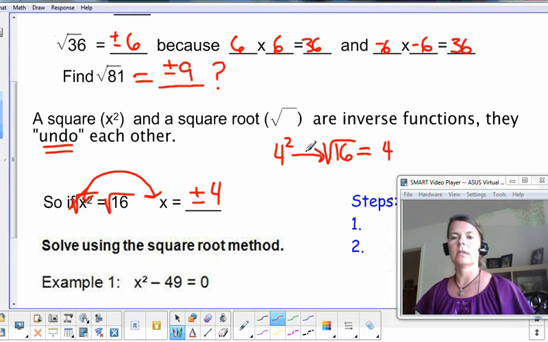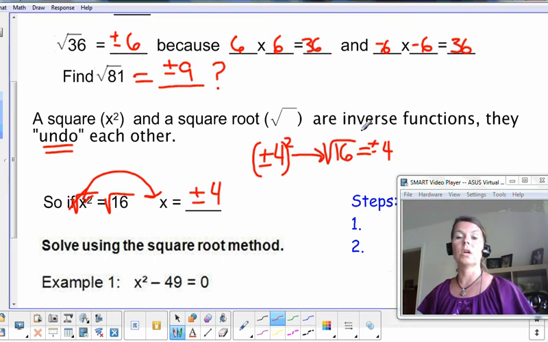And in this case, we could say plus or minus 4 squared would be 16. Square root it, and then it's back to plus or minus 4. So it's like you square it, it turns to 16. You square root 16, it turns back to plus or minus 4. So you undid what you did to begin with.